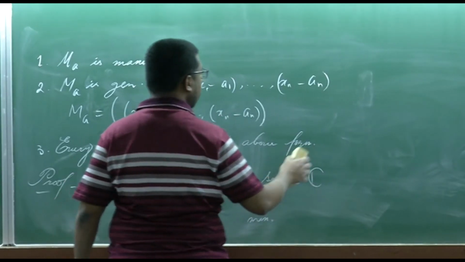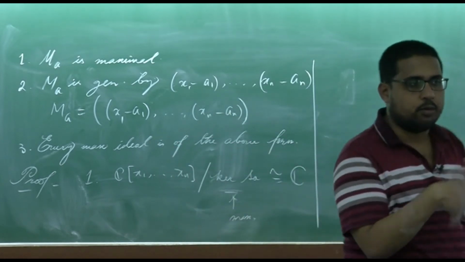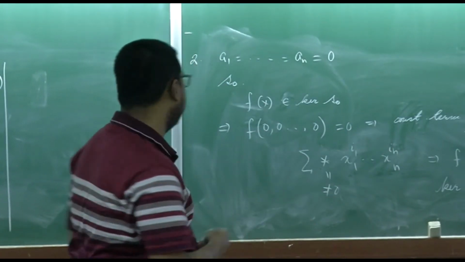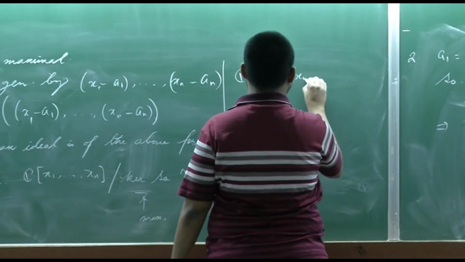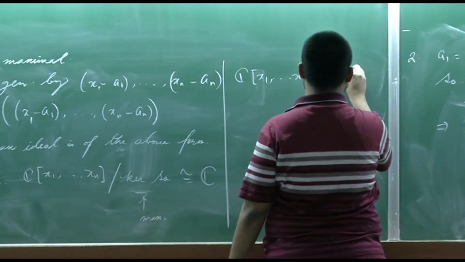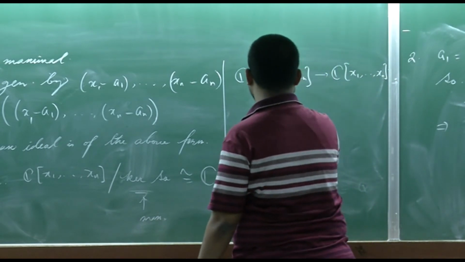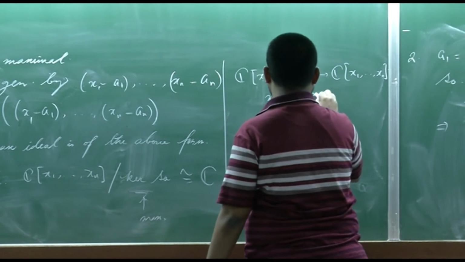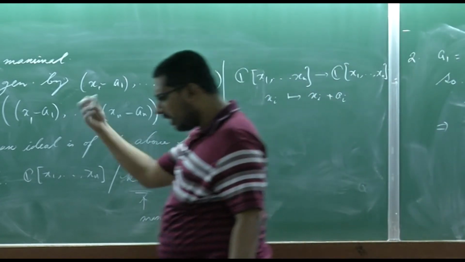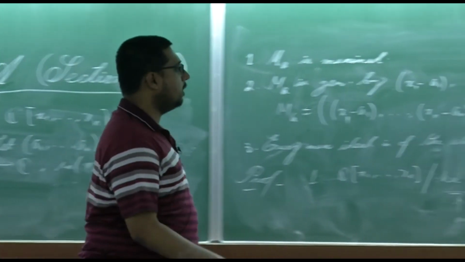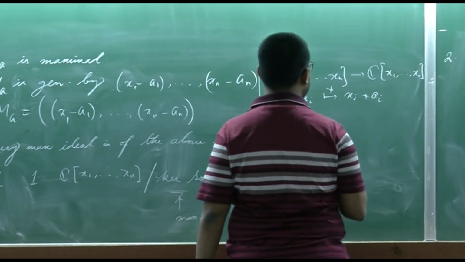The general case is something many of you might have already realized: you have to just change the variables. What it exactly means is, we do have a ring homomorphism which sends each xi to xi plus ai. That is again the substitution principle, because xi plus ai are in this ring. So you can do it, and let us call this map psi.